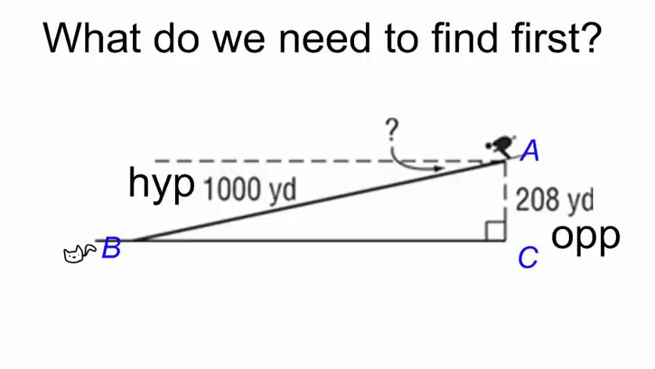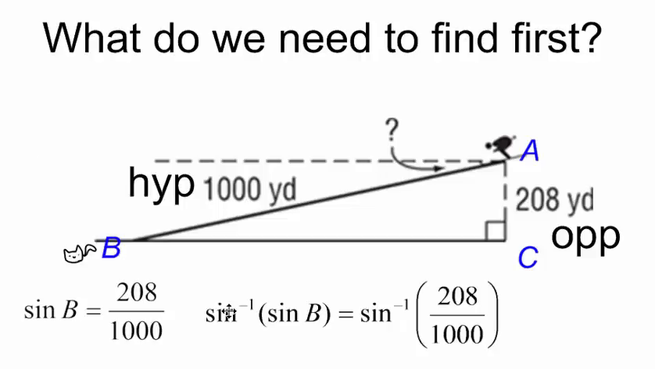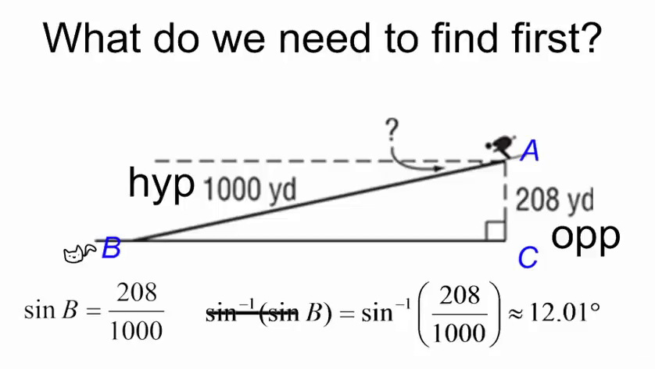So if we label our sides, we're dealing with the opposite side and the hypotenuse. So we're dealing with the sine ratio. So we have that sine of angle B is equal to 208 over 1,000. If we take the inverse sine of both sides, the sine inverse and sine undoing, so we get B equals inverse sine of 208 over 1,000, which is about 12.01 degrees.